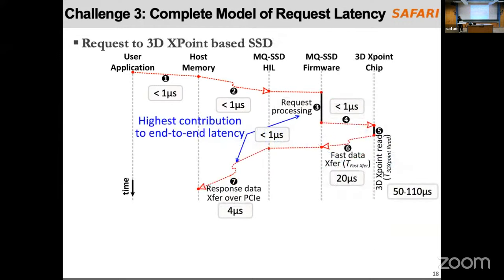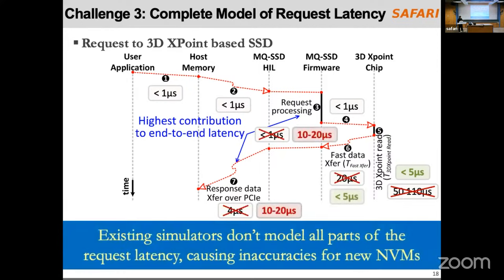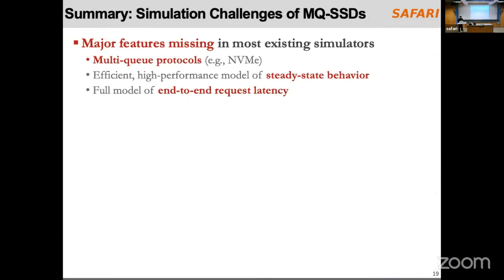Here we see a similar case where we use a 3D XPoint based SSD, and I just want to mention that the read latency is less than 5 microseconds. So the highest contribution is in terms of request processing and the response data transfer over the PCIe. These two aspects contribute more, and the simulators have to adapt to these kinds of technologies as well. So existing simulators don't model all the parts of request latency, and it also causes inaccuracies for new NVMs. In summary, these are the three challenges that we already discussed, and these missing features lead to high inaccuracy.